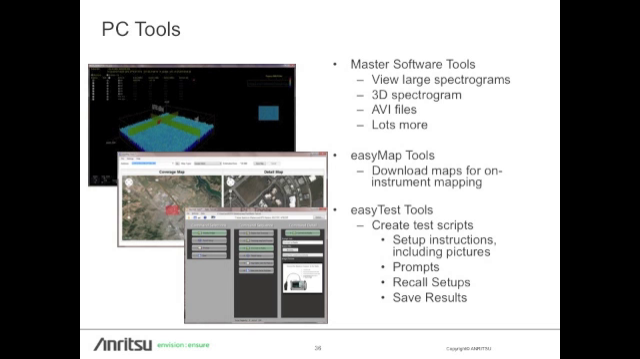Easy map tools are for downloading maps into the instrument. We saw some examples of that earlier when doing mapping on the instrument. And then easy test tools I briefly mentioned. That's a tool for creating test scripts. That's not so applicable to interference hunting per se, but it is useful for some of the other things that you might be doing with the analyzer.